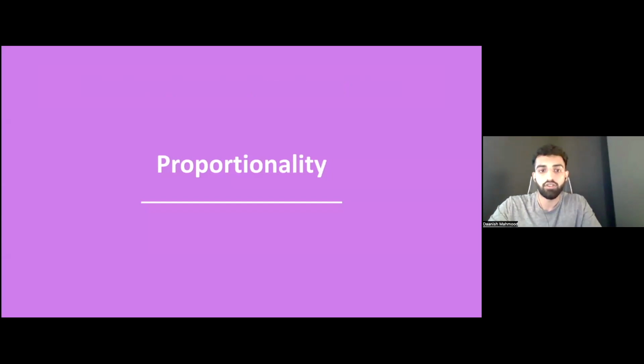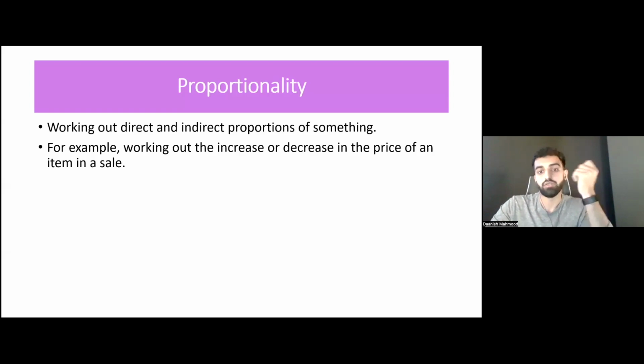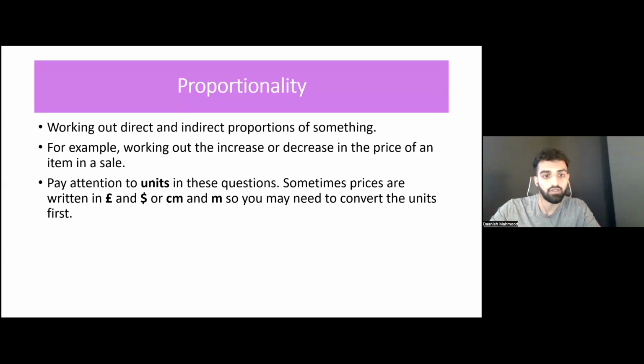Okay, the next section of types of questions is proportionality. So this is basically working out direct and indirect proportions of something. For example, the increase or decrease of a price of an item in a sale. It might ask you the reverse of that as well. It might tell you that a t-shirt costs £15 and it was increased by 30%. What was the original price? Right? This is proportions asking you increase and decrease.